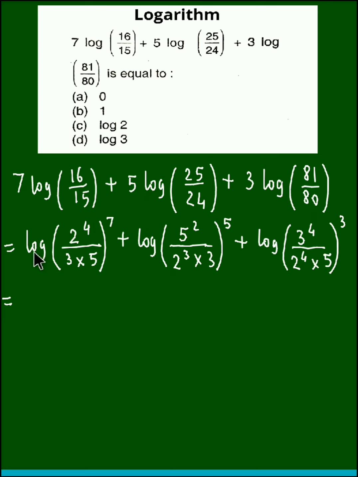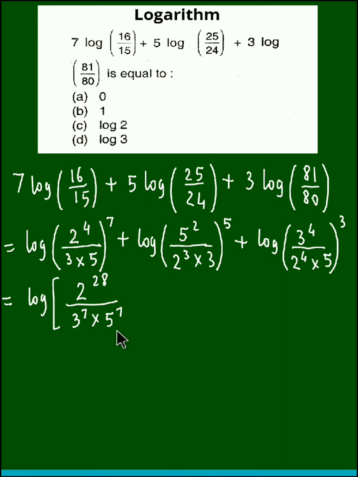So we have log a plus log b plus log c, which could be written as log of a into b into c. Okay, so let's proceed with that. Let's see what we get. So this could be written as log of a into b into c. Now one more thing which we could do is we could open these brackets up here. So this becomes 2 raised to 28, denominator we get 3 raised to 7 into 5 raised to 7.